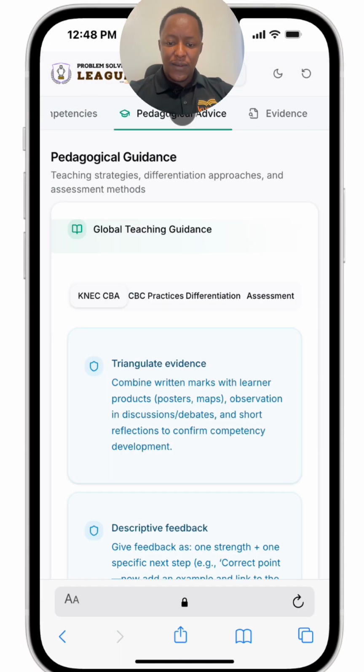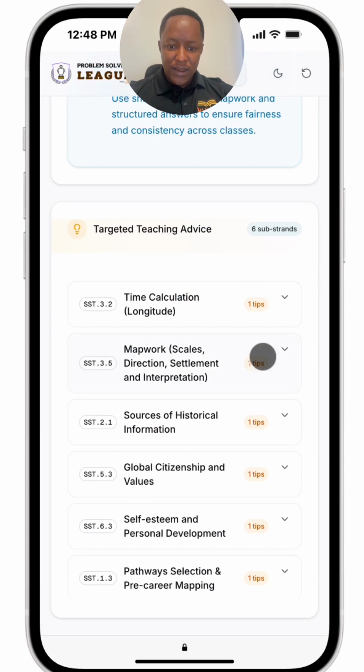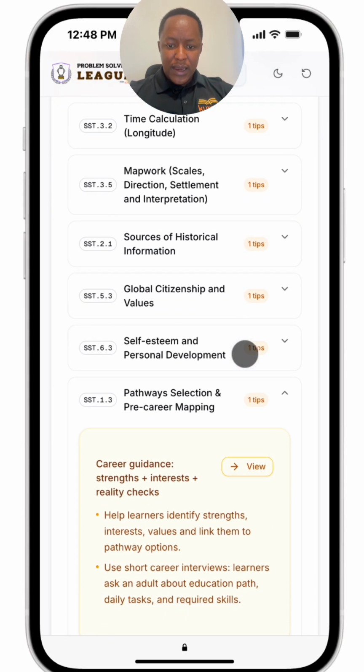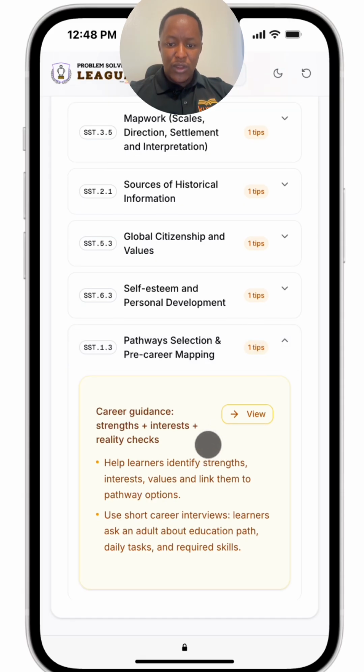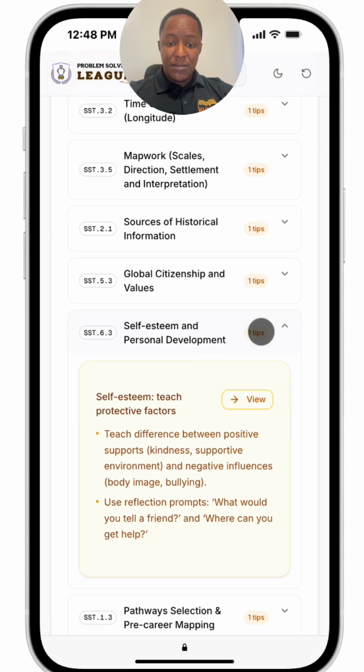Finally, I want to give you just a few tips on pedagogy, how you can focus on this. I'll just look at the ones I haven't mentioned today, like career pathways. You would help your learners identify strengths and values, and link them to pathway options. Again, this would be really great. We're happy to provide some resources in the event that you would need a tool that helps you map this out. Also self-esteem and personal development.